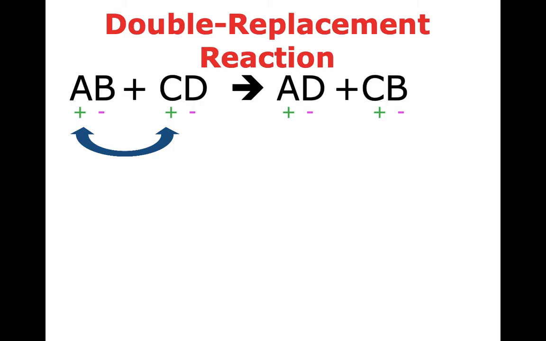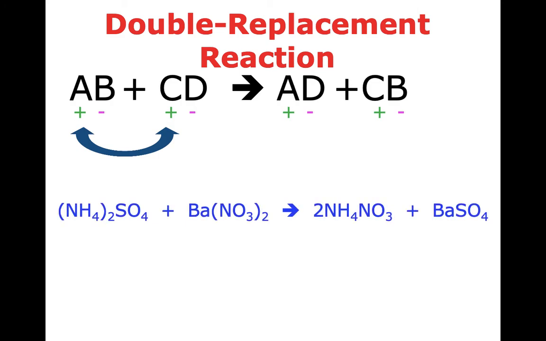So this is a double replacement. Our two positive ions switch places, and then we have to rewrite properly AD and CB. So two ionic compounds combining to form two ionic compounds. So here we have a double replacement reaction.